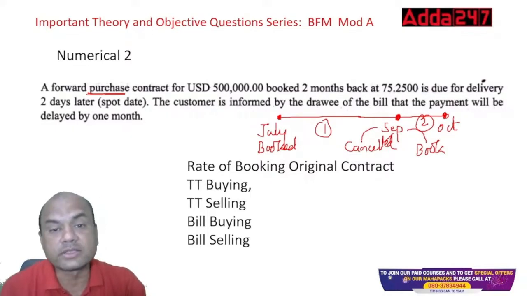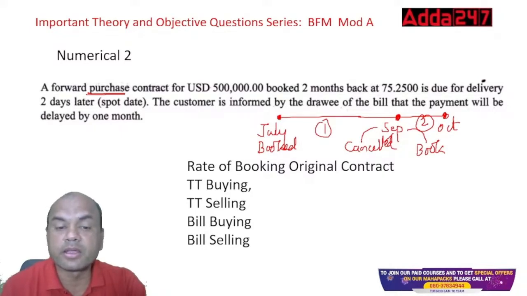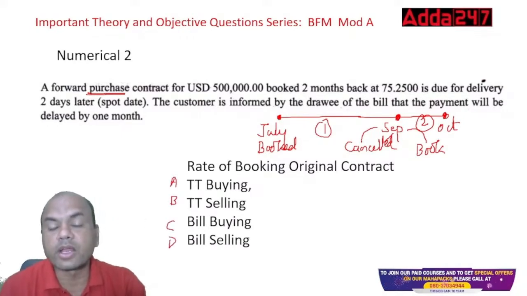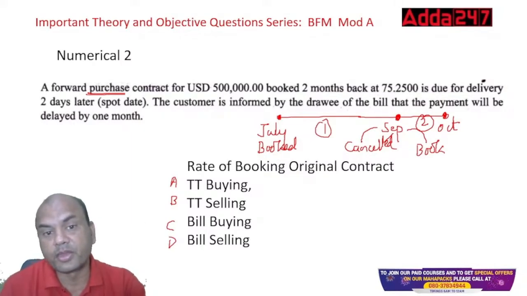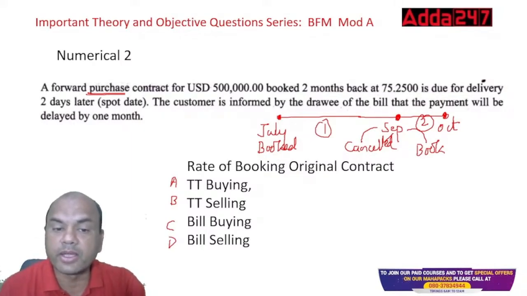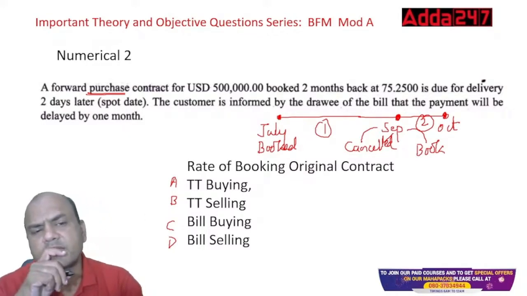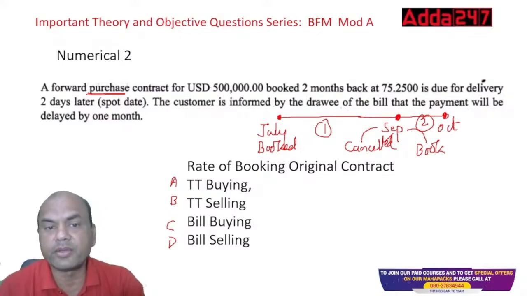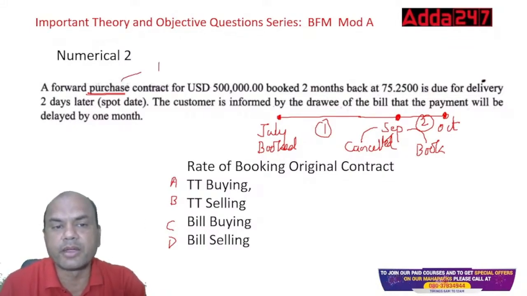Okay. Now let's look at it. So rate of booking of the original contract, means when it was booked in July, at what rate was it booked? Let's consider this A, B, C, D: TT buying, TT selling, bill buying, or bill selling. What do you think? Purchase contract. Purchase means what? It will be buying.